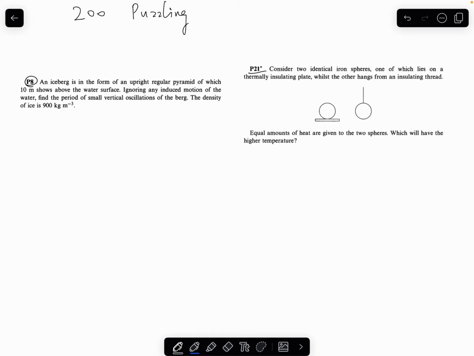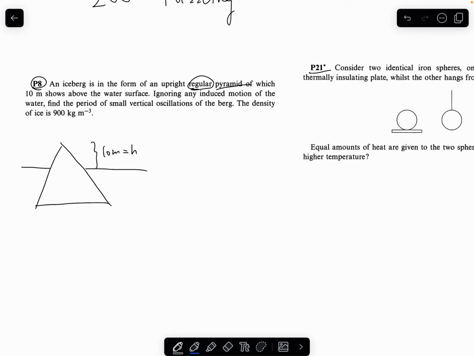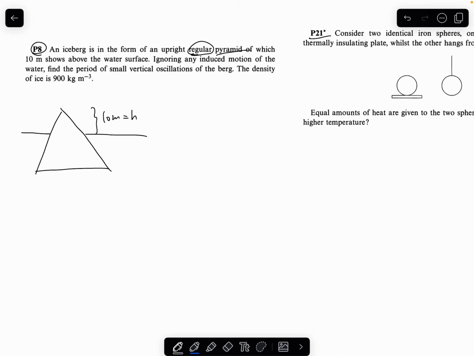So here we have an iceberg in the shape of an upright pyramid, and it is regular. We have 10 meters above the water, which we call h, and it asks us to find the period of small vertical oscillations of the berg. And the density of water is of course 1,000 kilograms per cubic meter.